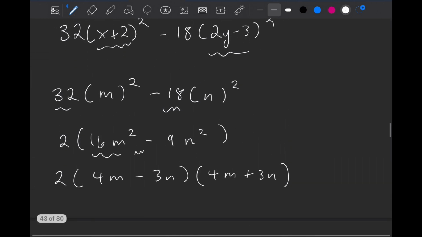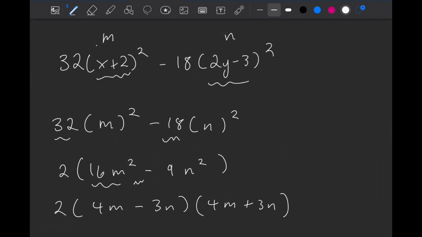And again, that is us going back to what we said: x plus 2 is equal to our m, so wherever I see that, and then wherever I see an n, it would be 2y minus 3. And then I just did the simplification to save a few minutes.